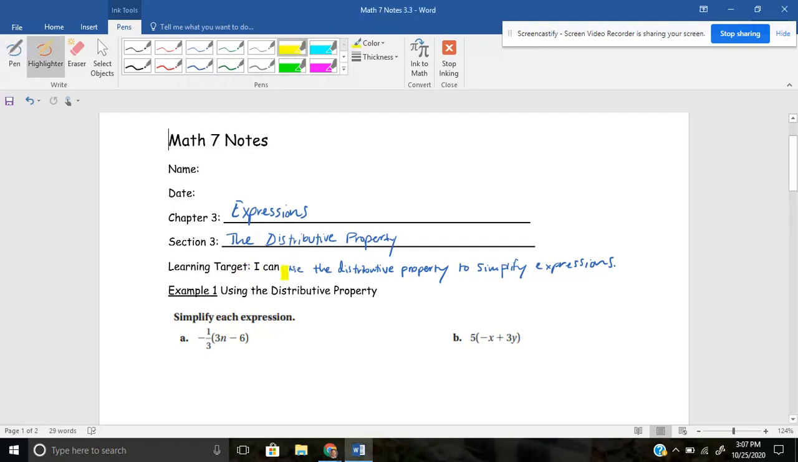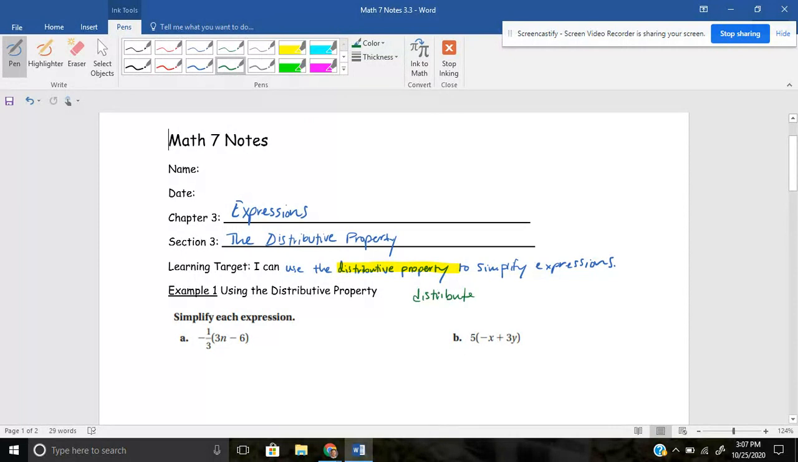Okay, so our learning target is: I can use the distributive property to simplify expressions. In Chapter 3, we've been working with all sorts of different types of expressions, adding them, subtracting them, simplifying them, and today we're just going to add one more step onto that, and that's how we can simplify an expression using the distributive property. Now, the root word in distributive is distribute.